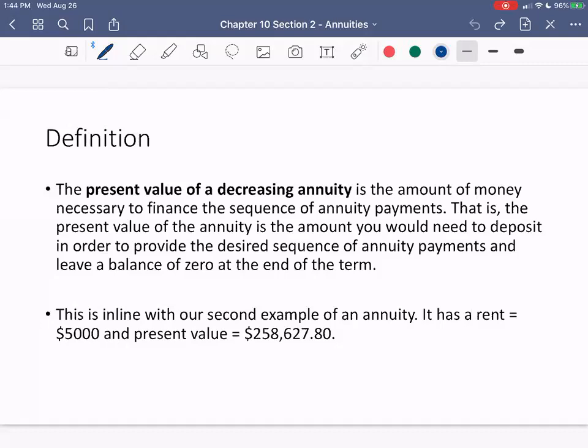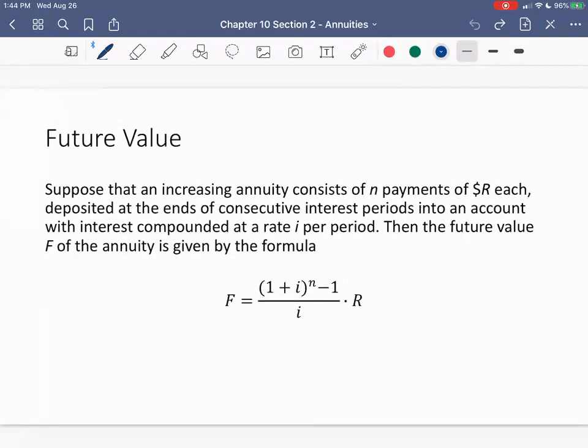So how do you find the future value? Suppose an increasing annuity consists of N payments of R dollars each, the rent, deposited at the ends of consecutive interest payments into an account with interest compounded at a rate I, which we've already talked about in the previous section, per period. Then the future value, F, of the annuity is given by the formula.